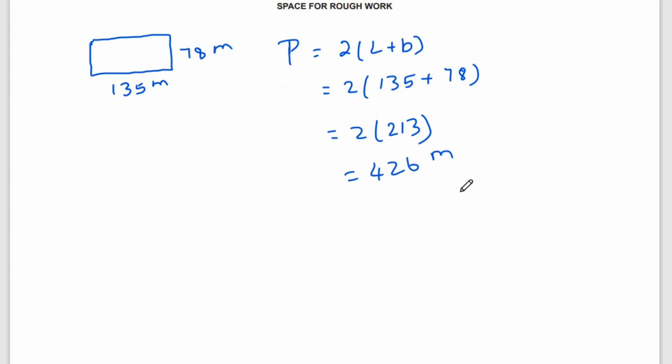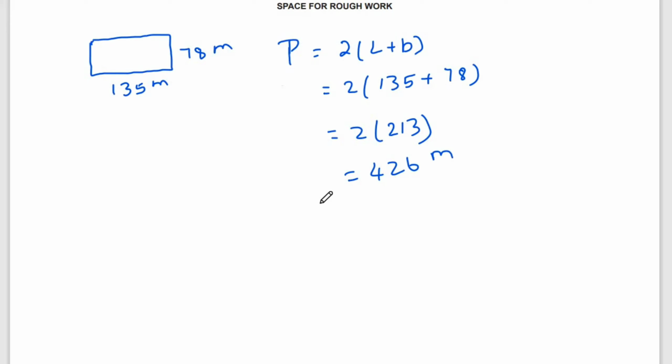Don't forget to write the meters. Yeah, in the IMO exam we need not write the steps, but this I'm telling you, when you have a question in your school exam, try to write the units there. So now the perimeter of one full rectangle is 426 meters.